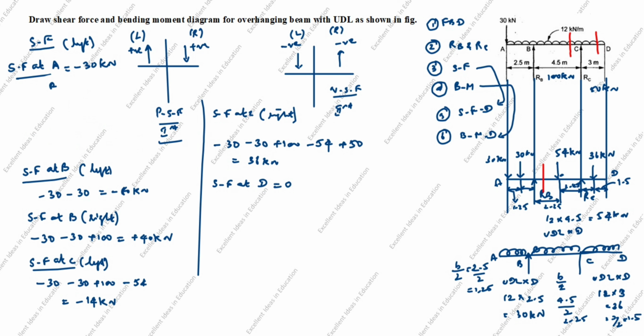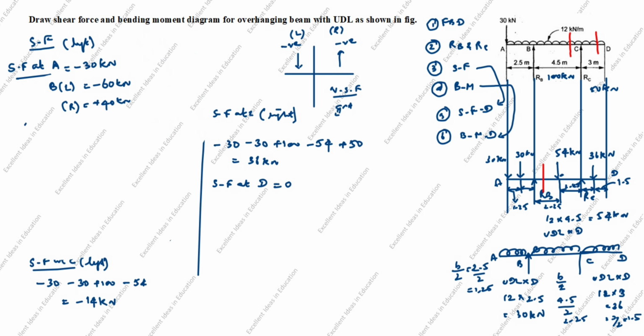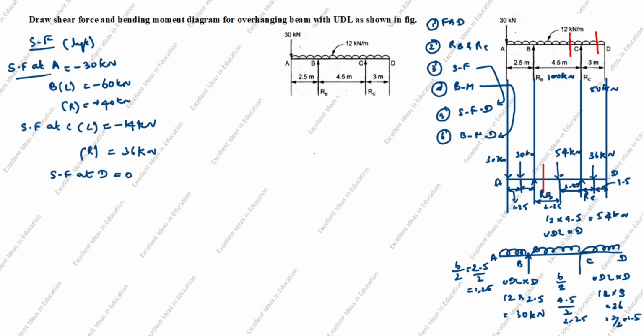Shear force at B, left is minus 60 kilonewton, right is plus 40 kilonewton. Shear force at C, left is minus 14 kilonewton, right is 36 kilonewton. Shear force at D is equal to 0. Now we will draw the shear force diagram.